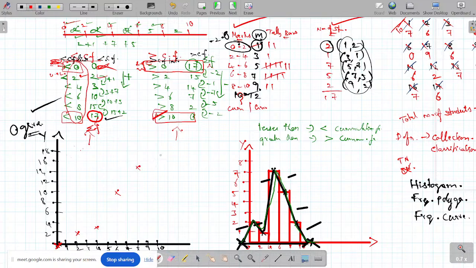15, 10 and 17. Okay, let me join it as a freehand curve. Then for greater than CF, yes, let me take some other color. 0 and 17. Okay, yeah. 2 and 15. Then 4 and 14. Yeah. 6 and 7. 8 and 2, then 10 and 0.